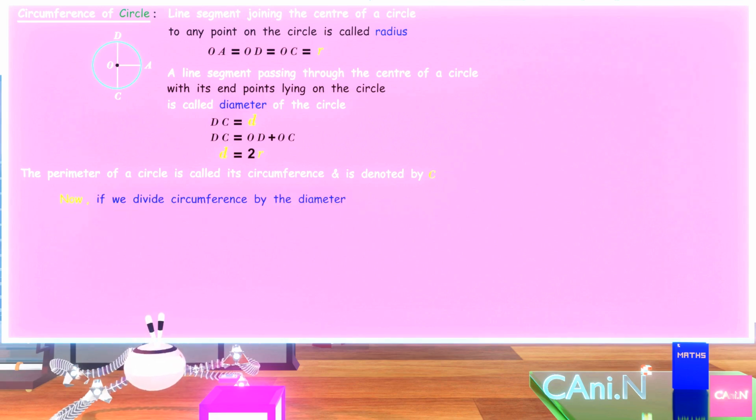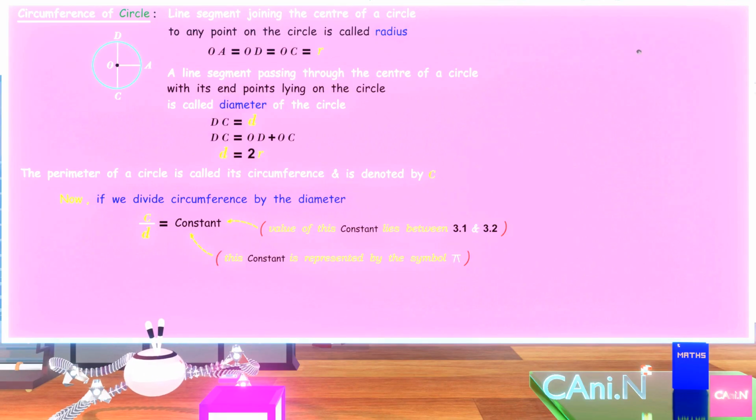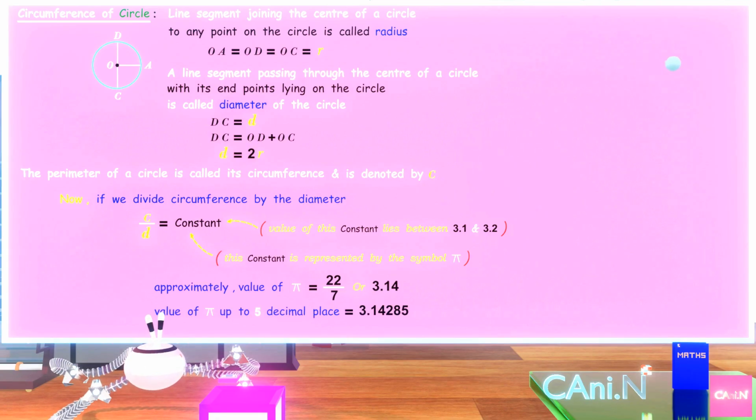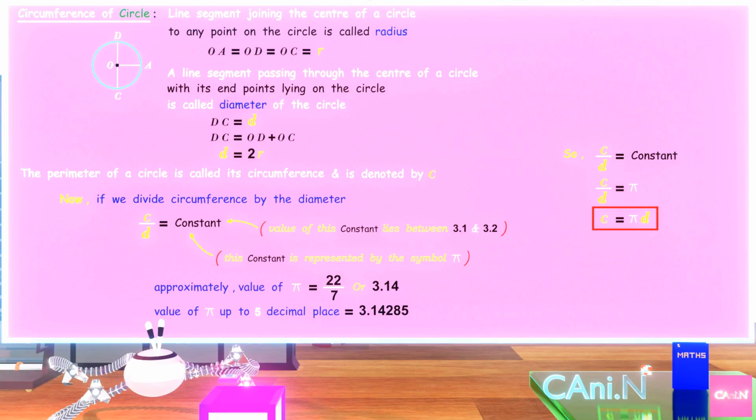Now, if we divide circumference by the diameter, C by D equals a constant. Here, the value of this constant lies between 3.1 and 3.2. Also, this constant is represented by the symbol pi. Approximate value of pi is 22 by 7, or 3.14. And value of pi up to 5 decimal place is 3.14285. So, circumference divided by diameter equals pi. Therefore, circumference of circle equals pi into diameter, or circumference of circle equals 2 into pi into radius.